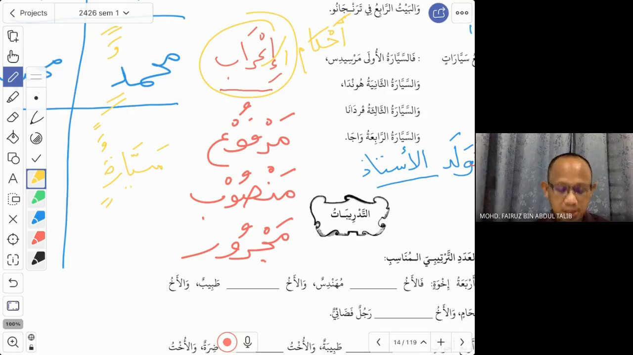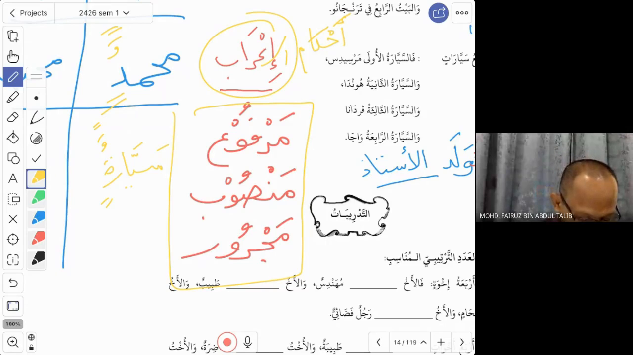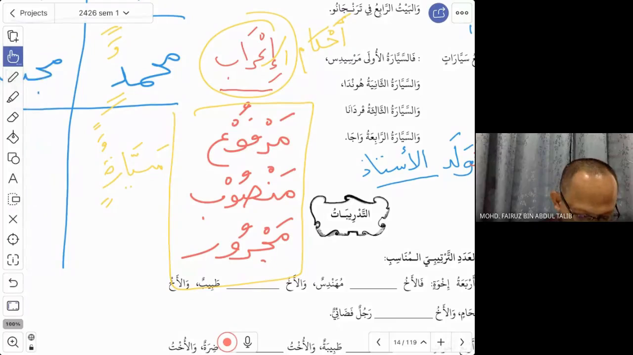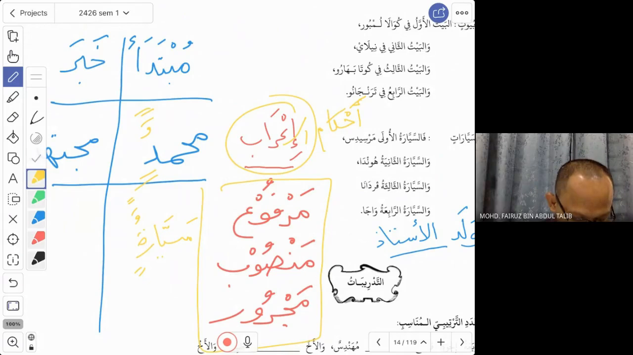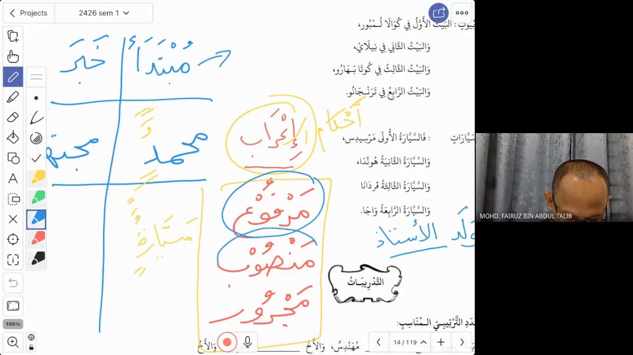Why does it change? The reason is this: because of the location, the grammar function of the word. So if, for example, the word is mubtada, like the word Muhammad in this sentence, it is a mubtada. A mubtada has its own hukum, which means either one of these three.